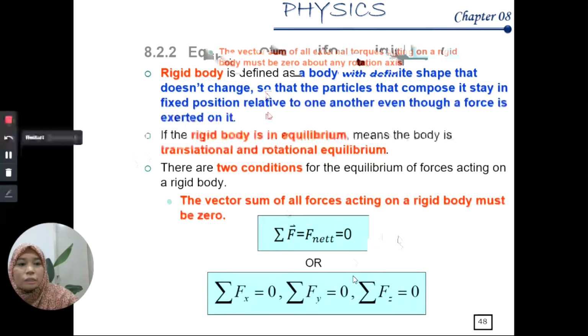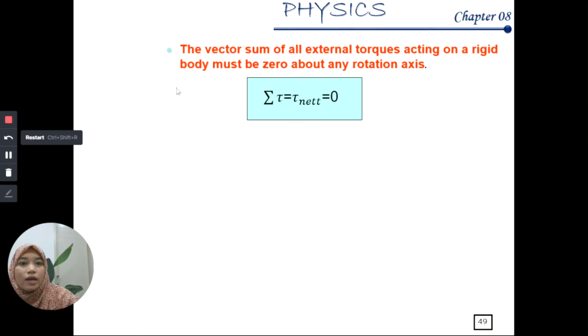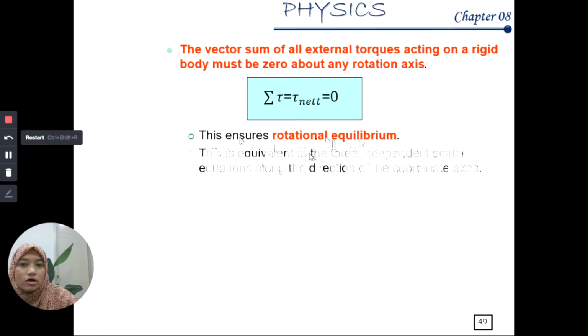The second one is the vector sum of all external torque acting on a rigid body must be 0 about any rotation axis. Summation of torque equals torque net equals 0. This ensures rotational equilibrium. This is equivalent to the three independent scalar equations along the direction of the coordinate axes: tau x, tau y and tau z.